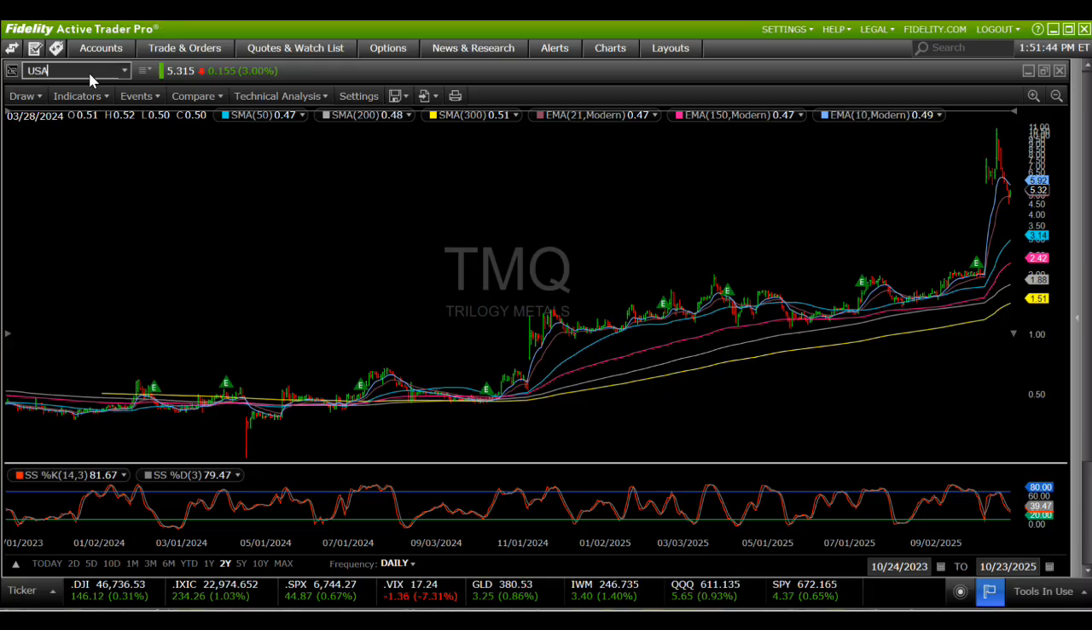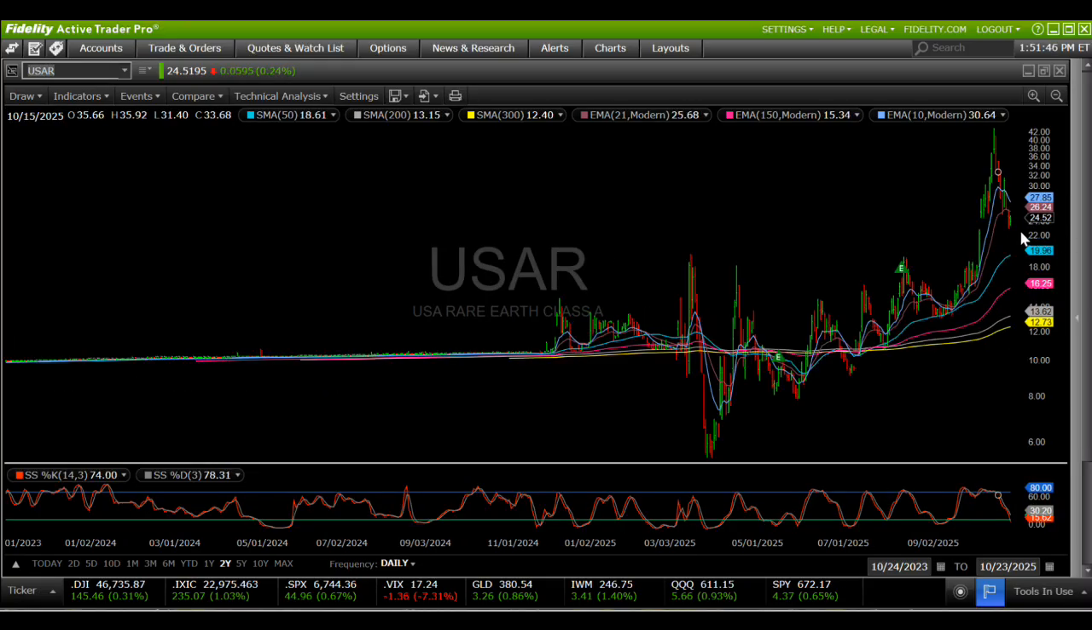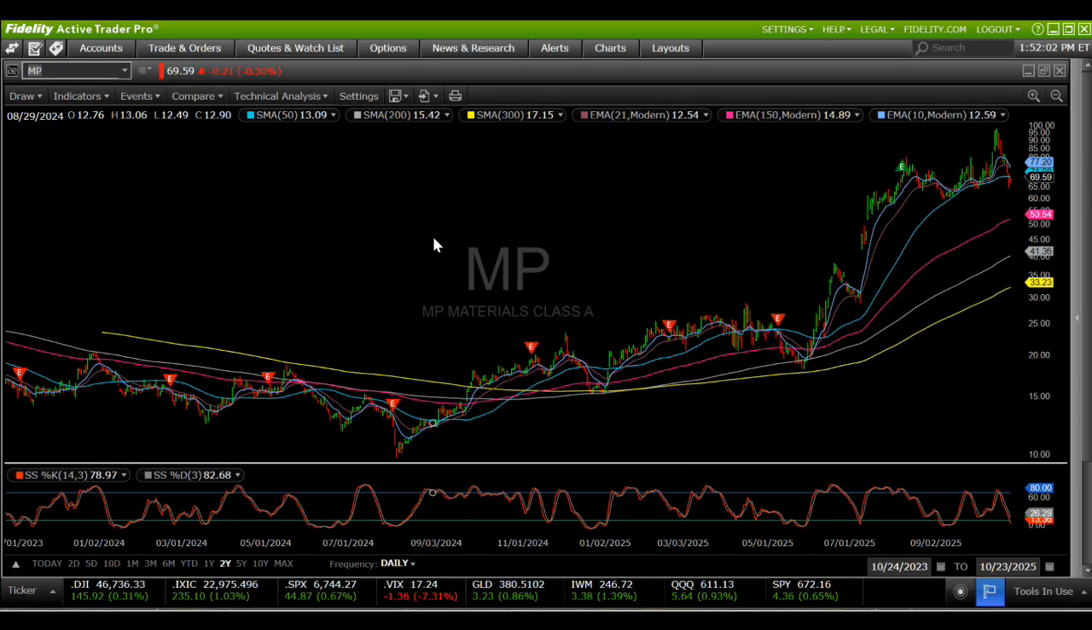USAR is another one. This has a nice pullback here, starting to fill the gap that occurred back on October 3rd. This is USA Rare Earth. And then another one is MP. MP Materials. This one also pulled back nicely. This was actually below the 50-day. So I think this is a good area, an opportunity to get into some of these that really took off. And the last few days, it really pulled back quite a bit.